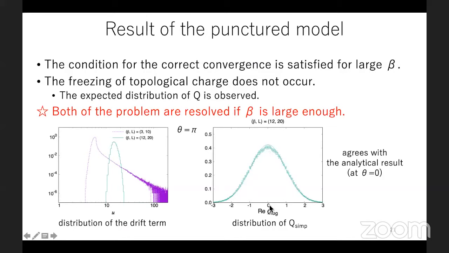This is the distribution of topological charge. Now Q is not an integer, so it is distributed smoothly, and the simulation results almost agree with the analytic prediction. So in the punctured model, both of the problems are resolved if beta is large enough. In this green line, the convergence and freezing problems are resolved.